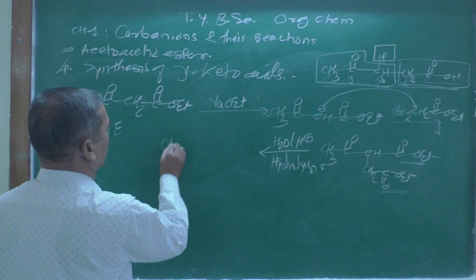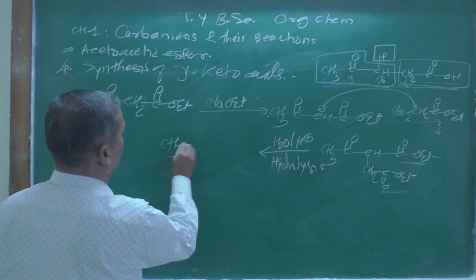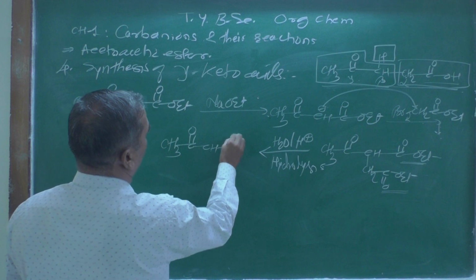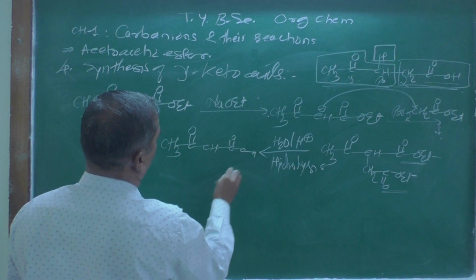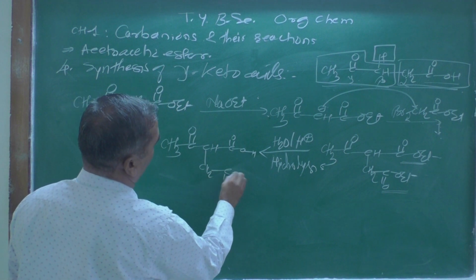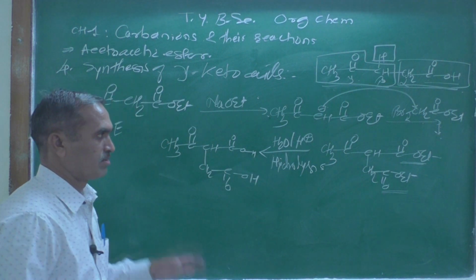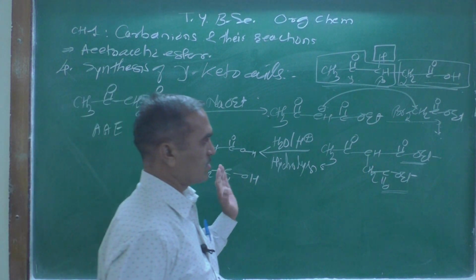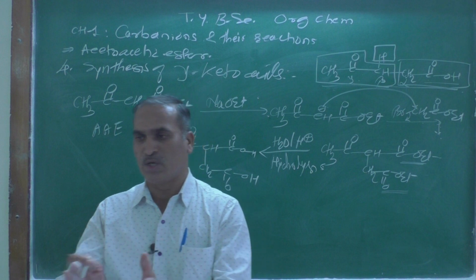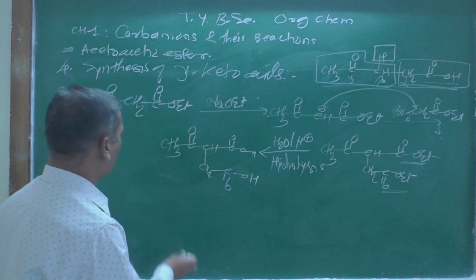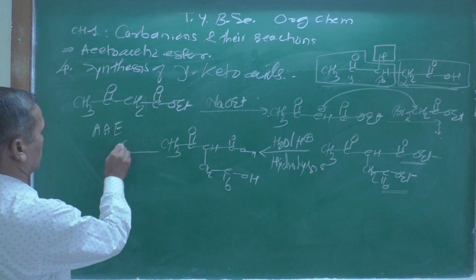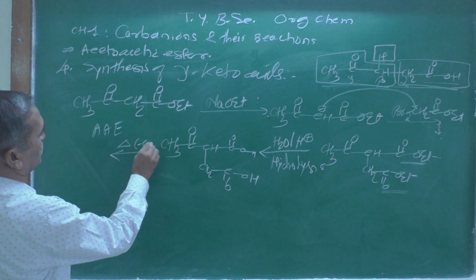That's it. And here you are going to get CH3, then C double bond O, CH, C double bond O, OH, and here CH2, then C double bond O, OH. That's it. After the hydrolysis, what is happening? Both the ester groups are converting into acid groups. Now in the next step, there is a decarboxylation, as we know, minus CO2.